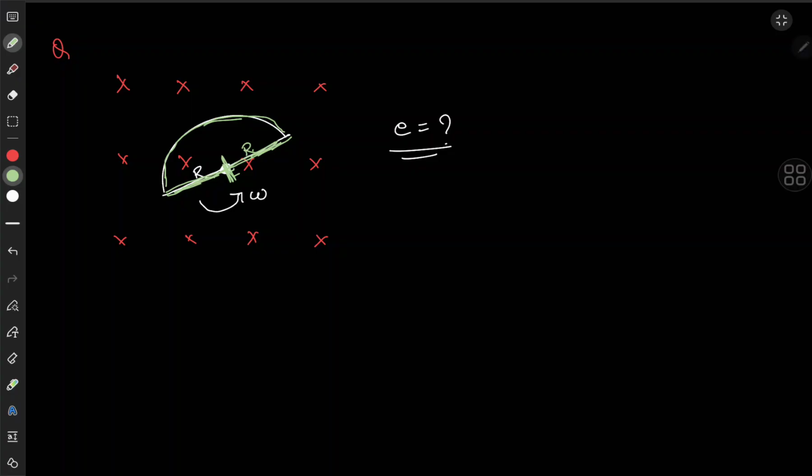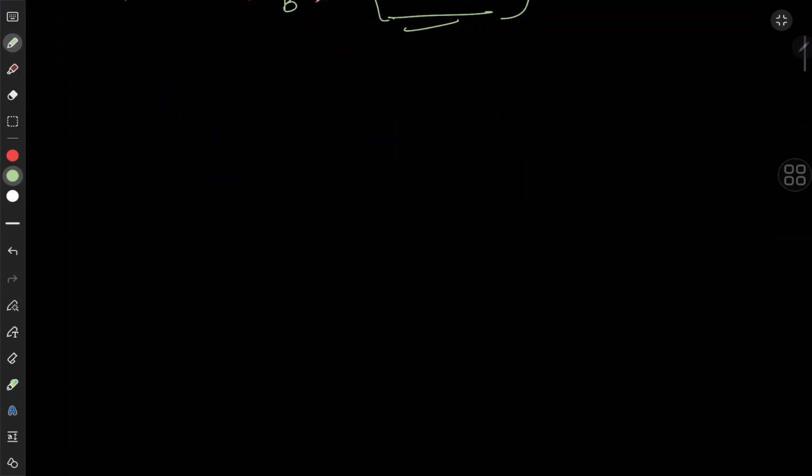That means in this rod we can easily say the induced EMF will be equal to half into B omega R square, where B is the magnetic field here. Okay, so the same expression. So you need not worry about this and you can easily answer this question. So next, after this, let's take one more example.